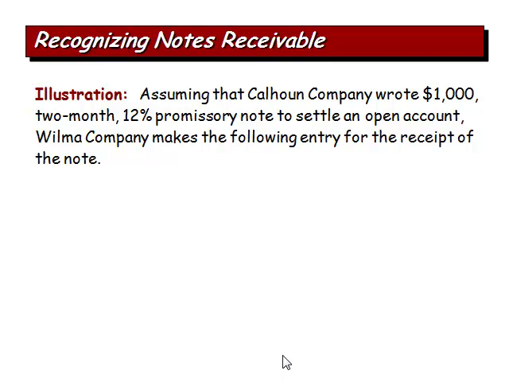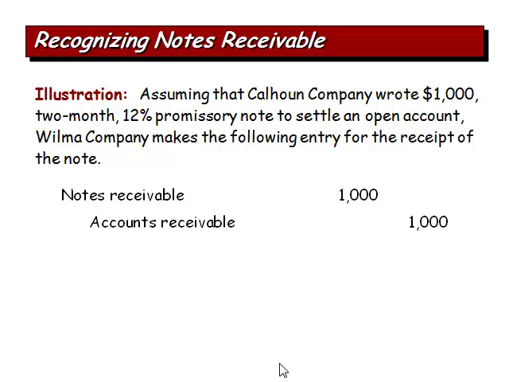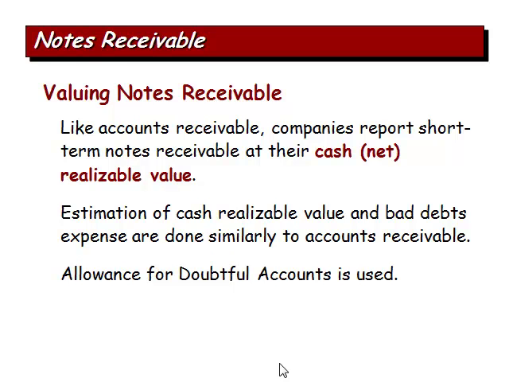So Calhoun Company wrote a $1,000 2-month 12% promissory note to settle an open account. To make the entry as follows: debit notes receivable, credit accounts receivable for $1,000. So valuing notes receivable, companies report short-term notes receivable at their cash, or net realizable value.